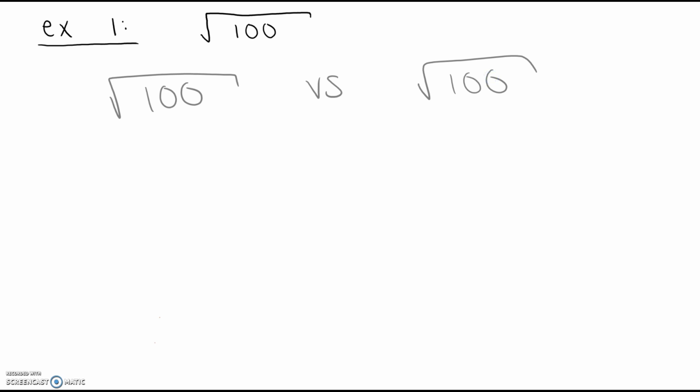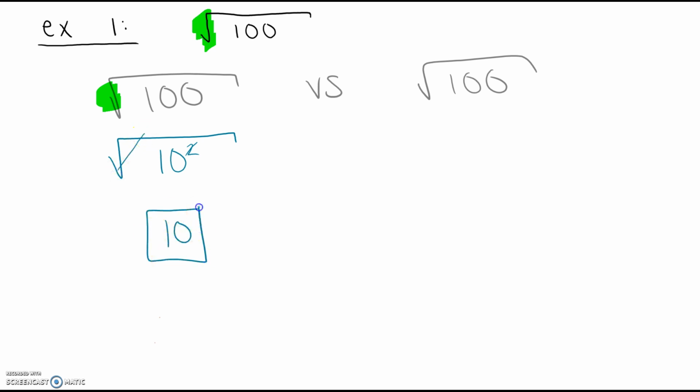So first of all, one way to do it is just looking for perfect squares. So what times what multiplies to be 100? Now I know I'm asking for 2 because the index, nothing is written here, so we can assume it's 2. So 10 squared is 100. And then the squared is canceled out by the square root, so I'm just left with the 10, and that's my final answer.